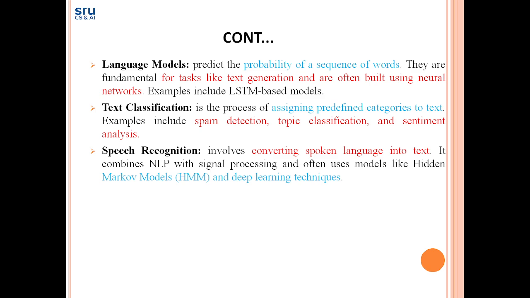Then we have text classification. It is used for assigning a predefined category to the text. Its examples include spam detection, topic classification and sentiment analysis. Speech recognition involves converting spoken language into text. It combines natural language processing with signal processing and often uses hidden Markov models and deep learning techniques.